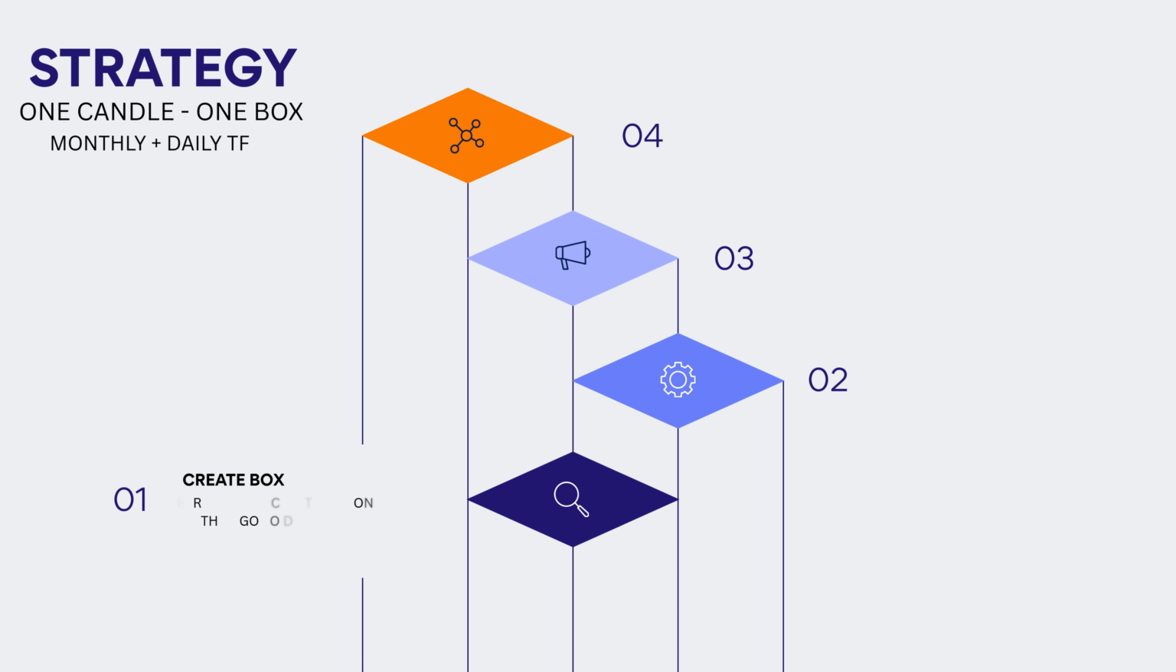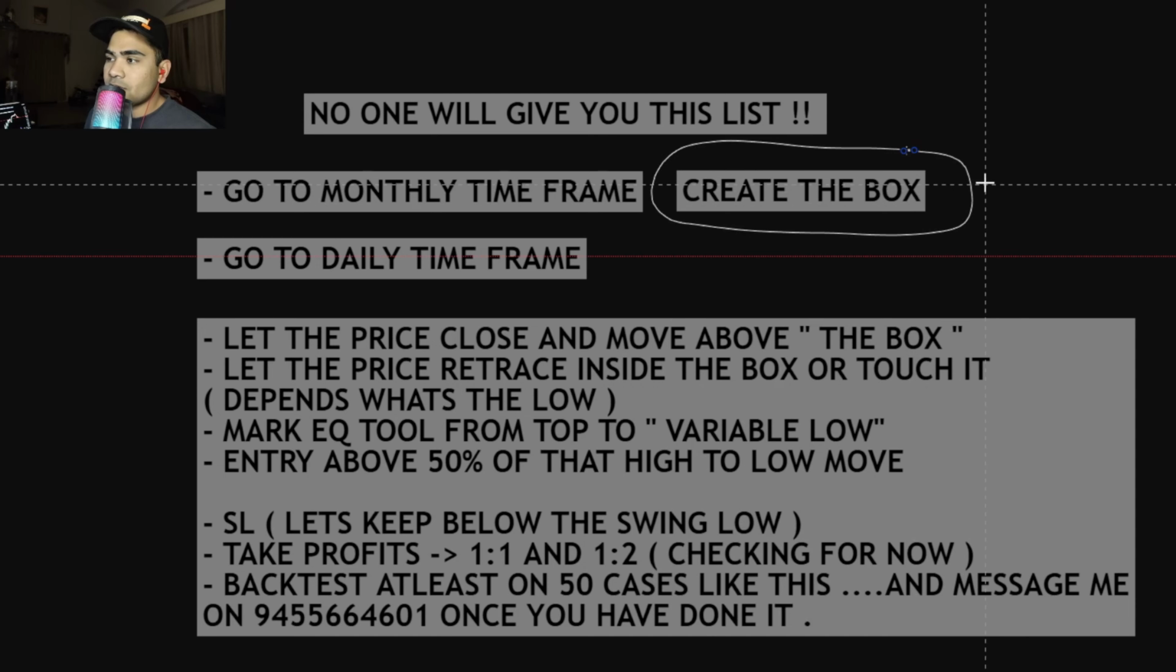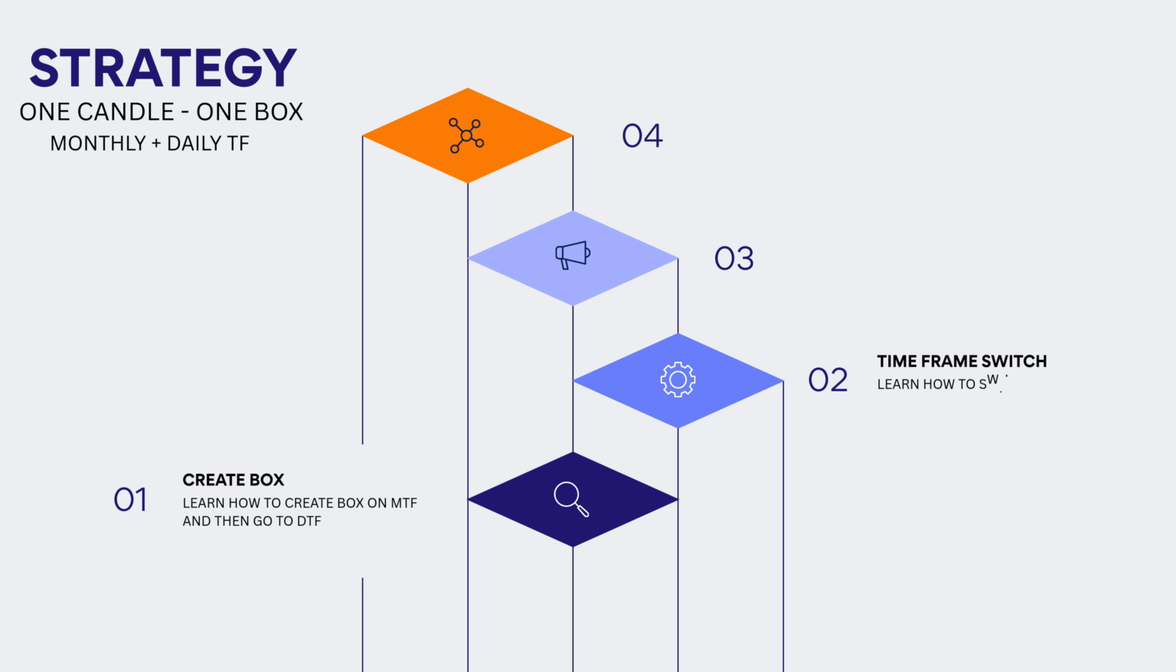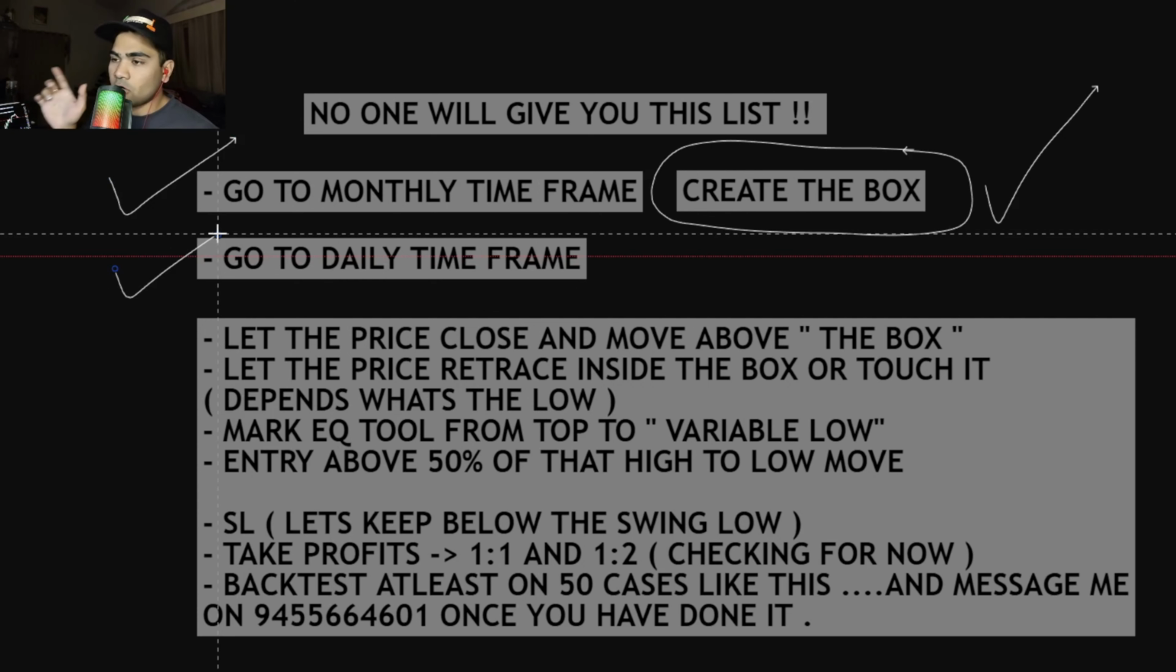First step is go to the monthly time frame and create a box. This is the most crucial part of this strategy, and I will tell you how to create the box of this monthly time frame later in this video. Go to the daily time frame. That means there is a time frame shift that is taking place. A multi time frame window will open in this video.